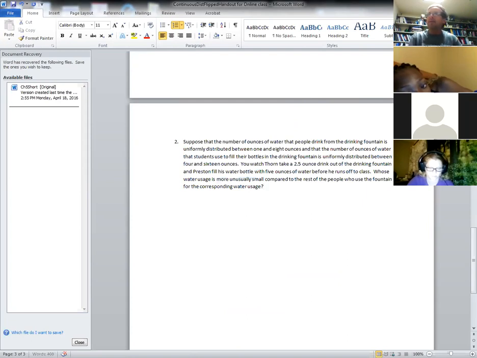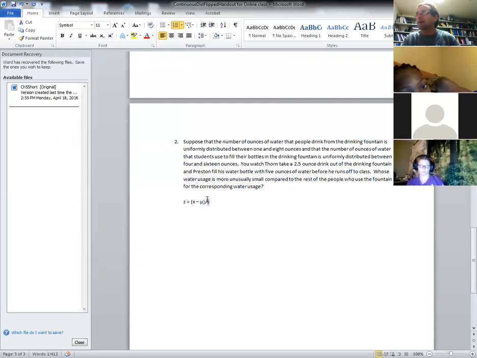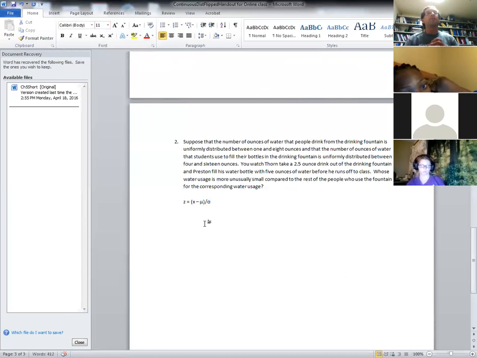And remember that the z-score is going to be, if you remember, x minus the mean divided by the standard deviation. And let's make it look right. So the mean should look like a mu. And the s should look like a sigma. And that was the z-score formula. Do you remember that?